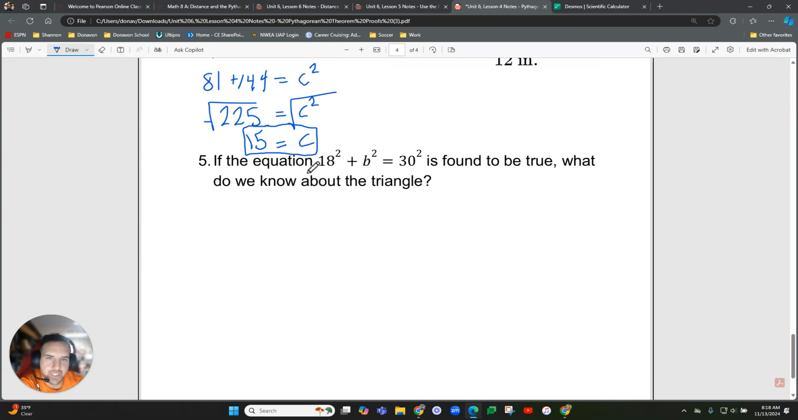This one says, if 18 squared plus b squared equals 30 squared is found to be true, what do we know about the triangle? Well, if that's true, then it fits the Pythagorean theorem, which means it is a right triangle.